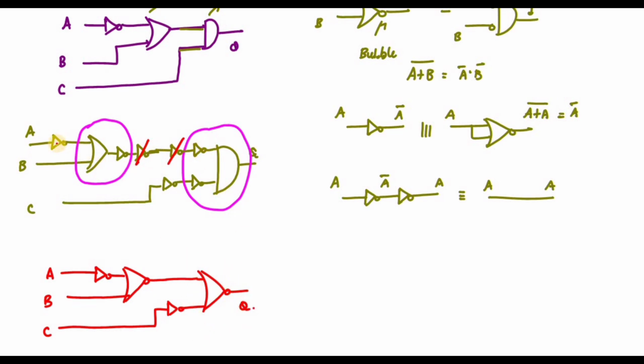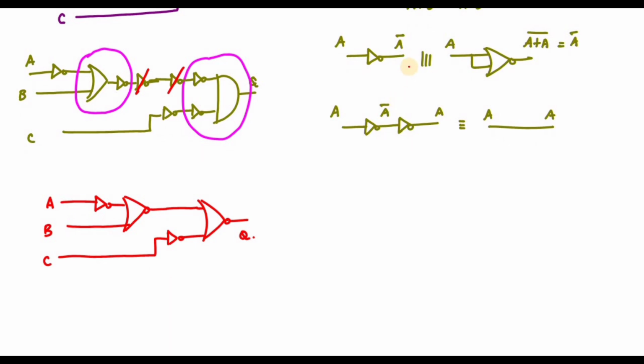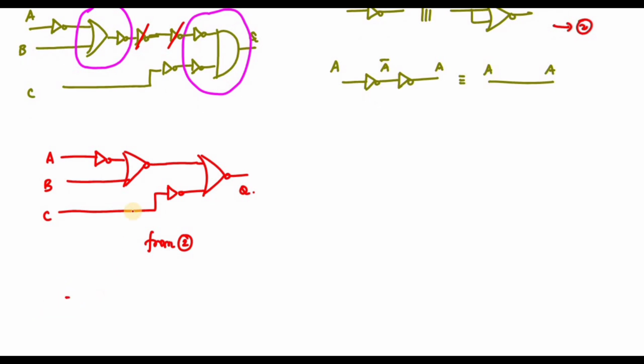This is a NOT gate. This is a NOR gate. I'm going to cancel this one. This is a NOR gate, and this is an AND gate. Now I can replace this NOT gate by this one. So from 2, I can replace this NOT gate like this.